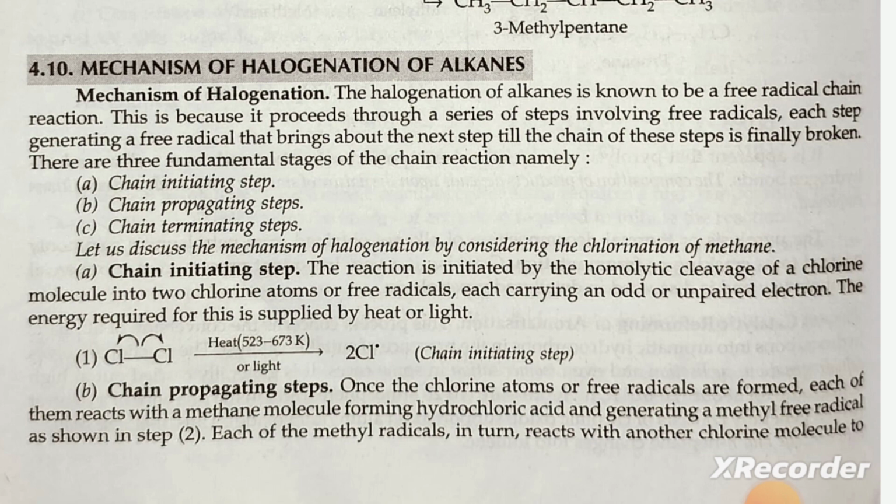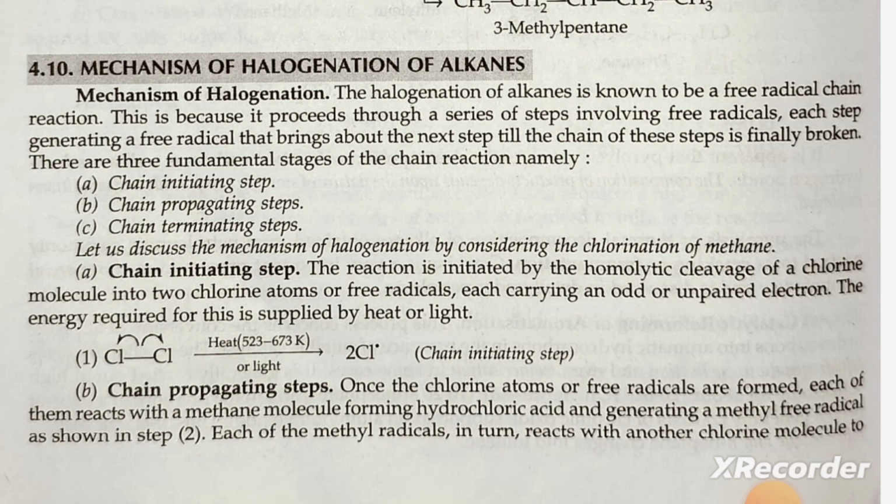A. Chain initiation step. The reaction is initiated by the homolytic cleavage of the chlorine molecule into two chlorine atoms or free radicals, each carrying an odd or unpaired electron. The energy required for this is supplied by heat or light. Cl-Cl in the presence of heat, 523 to 673 Kelvin, or light gives rise to 2 Cl radical. Chain initiating step.